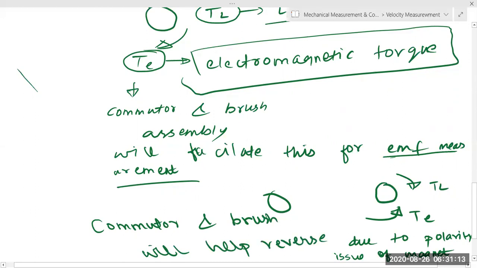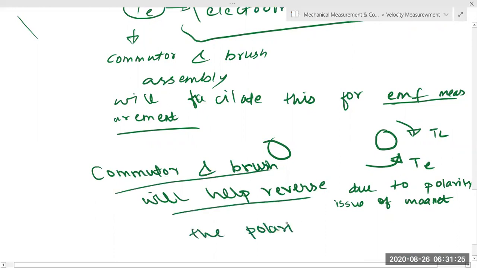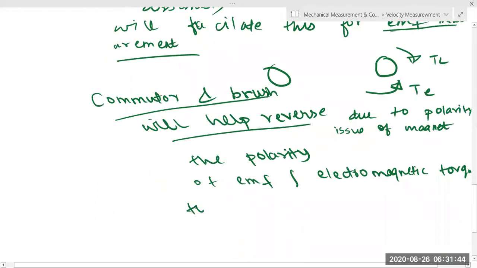Don't get into electrical terms or more technical terms. What I want you to know is commutator and brush will help reverse the polarity of the EMF, or you can even say of the electromagnetic torque, which will actually be given to the voltmeter. This will help reverse the polarity of EMF or electromagnetic torque to be given to the voltmeter.